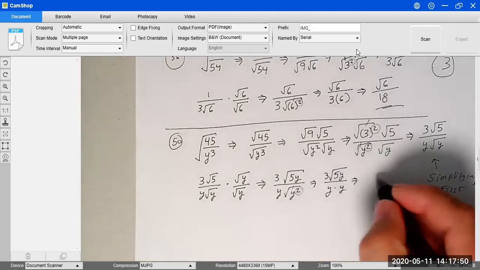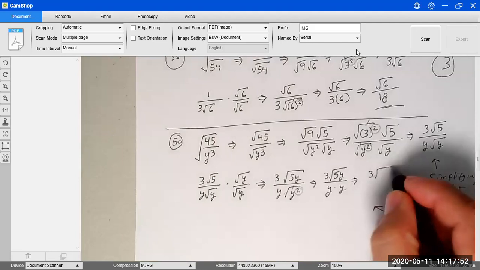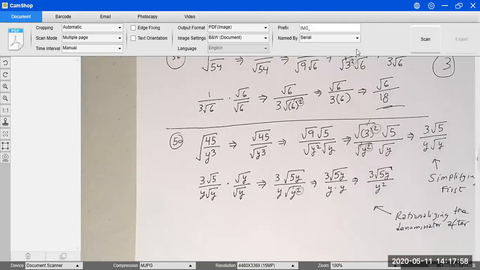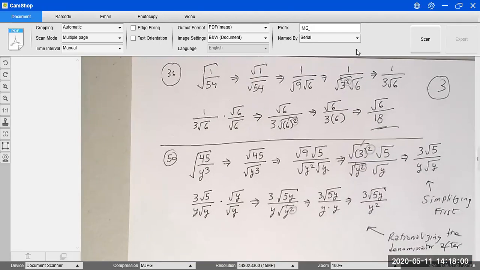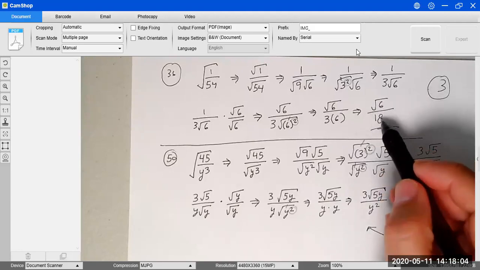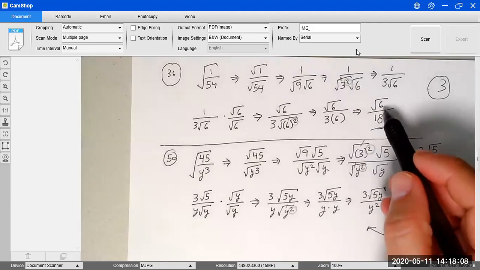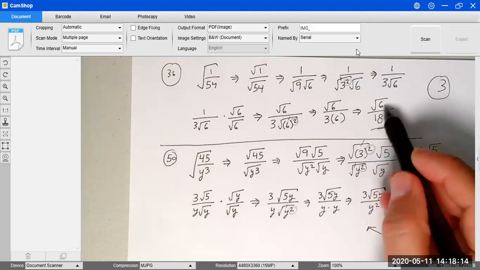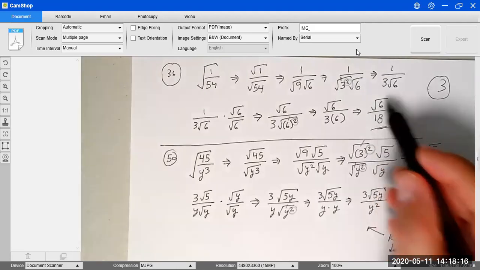So the final answer is going to be 3 times the square root of 5y over y squared. It's very important that you see here that you have 6 and 18 in the previous problem, and you might be tempted to say, oh, I can divide 6 by 3 and 18 by 3. But you cannot do that because this 6 is part of the radical. It's not alone.